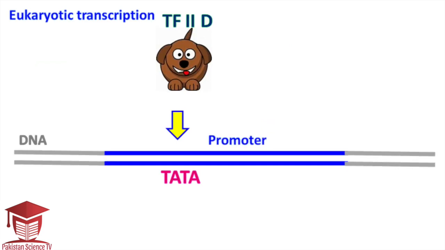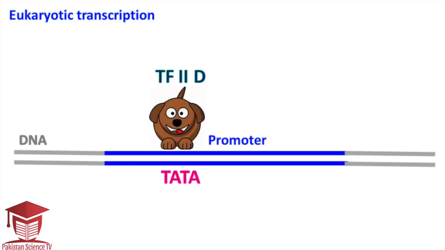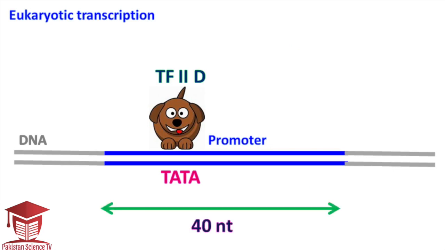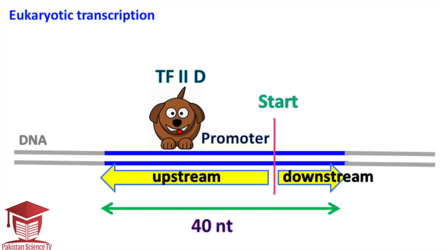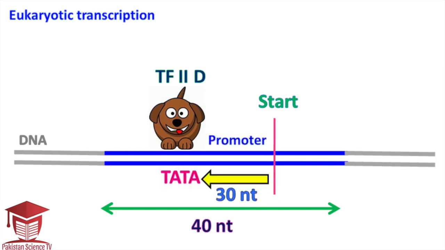In the first step of initiation of transcription, the transcription factor TF2D binds the TATA element in the promoter. The eukaryotic promoter is about 40 nucleotides long and located upstream and downstream of the transcription start site. About 30 nucleotides upstream to the start site, there is an AT-rich sequence known as the TATA box or the TATA element.